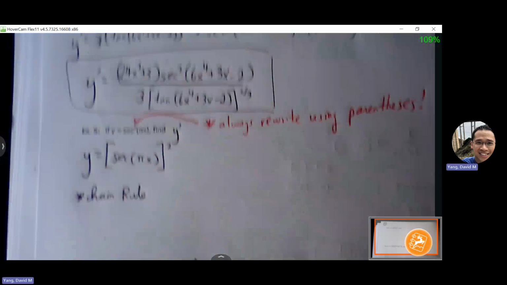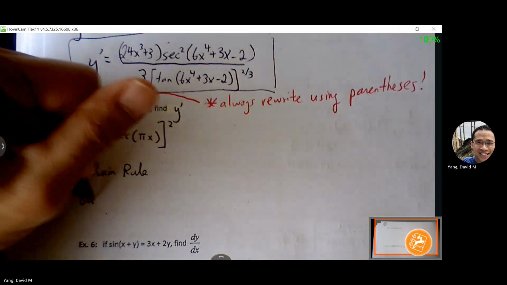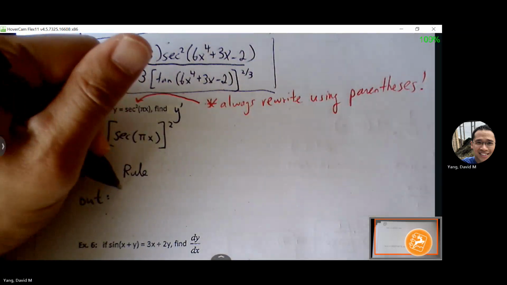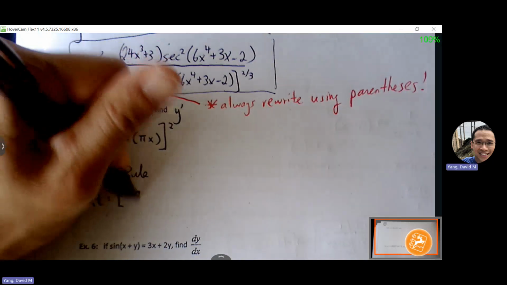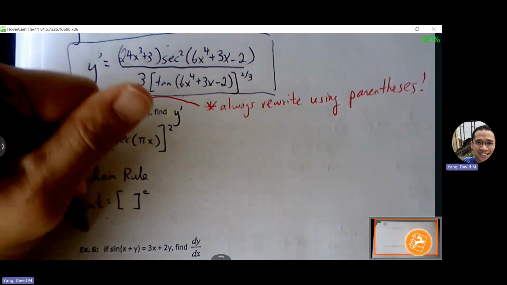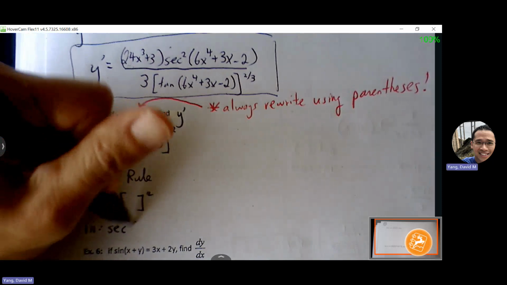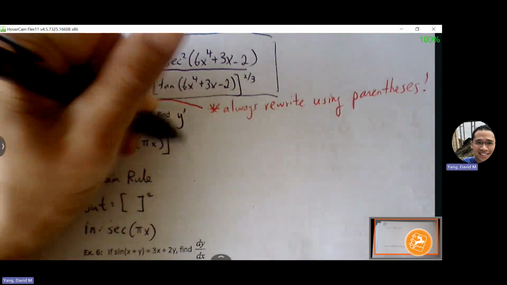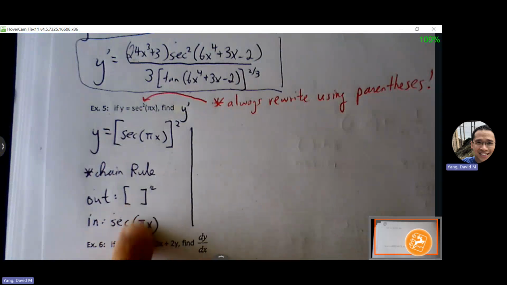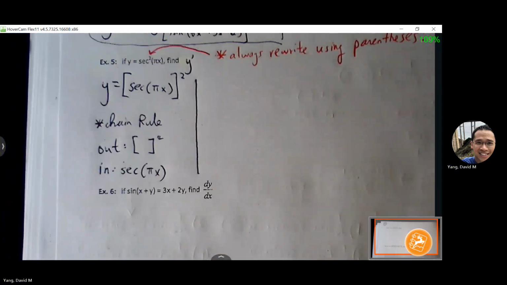What's the outside portion? Bracket or parentheses squared, and the inside portion is secant pi x. Okay, so try that. See if you can finish off this derivative now that you have everything laid out.